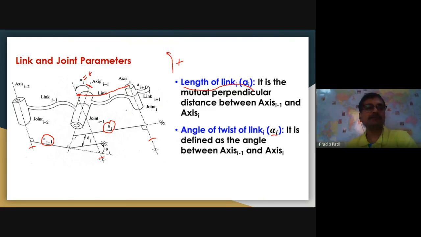Similarly, if I want to find out the angle made by i minus 1 with i minus 2, I will again transfer this axis over here, somewhere here. And the angle made by axis i minus 1 with i minus 2 will be clockwise here. So in this case, the angle will be negative, and here the angle will be positive.